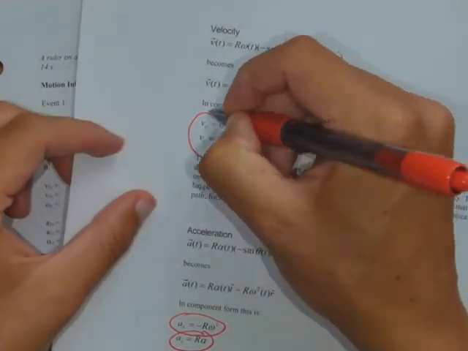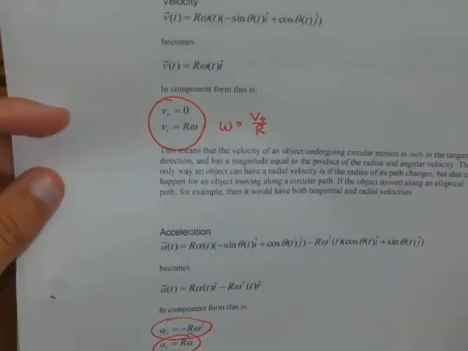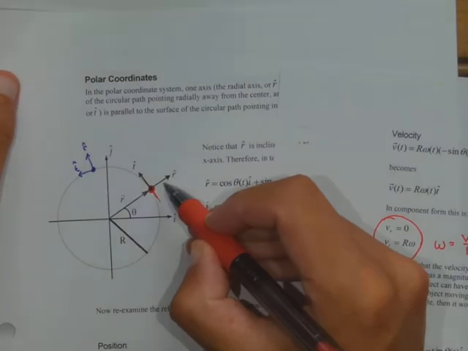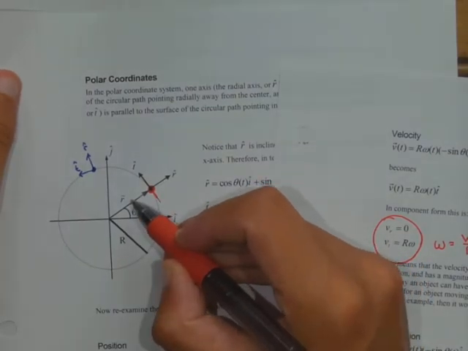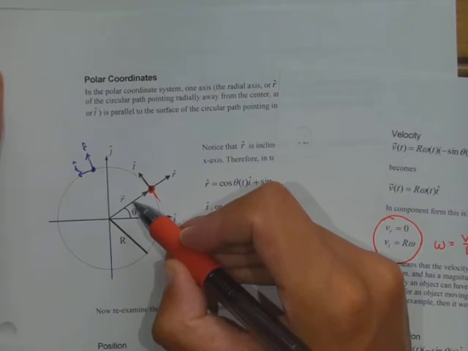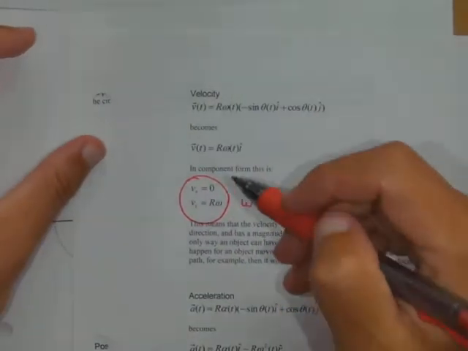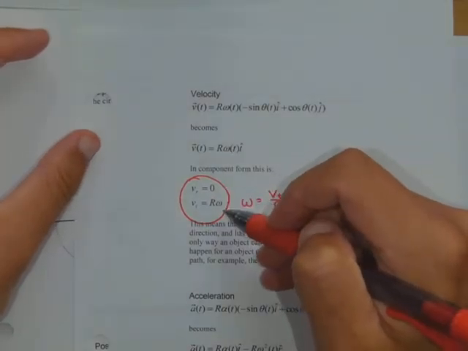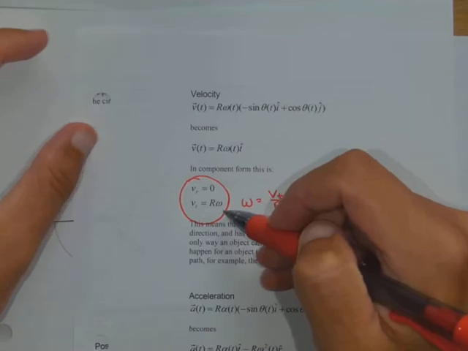For velocity, the radial component is always equal to 0, because if your object is going in a circle, it's not moving away from the center of the circle, it's not moving towards the center of the circle. If it was doing that, it would be going in a spiral and not in a circle. So if it's going in a circle, the radial component of the velocity must be equal to 0. The tangential component is equal to r times omega.